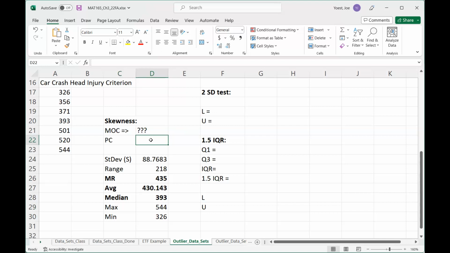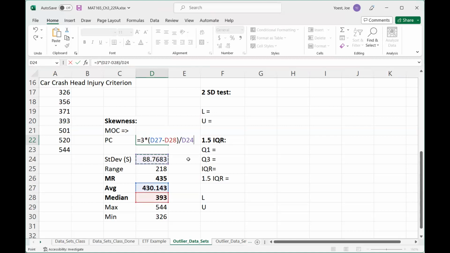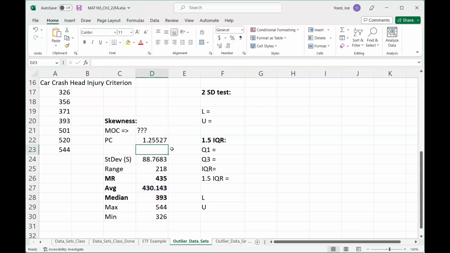Let's loop the Pearson coefficient in. 3 times mean minus median over standard deviation. And my Pearson coefficient turns out to be positive 1.25, indicating some right skewedness.